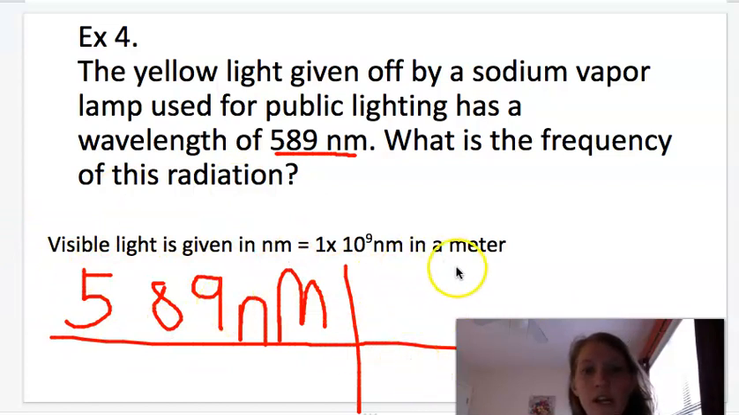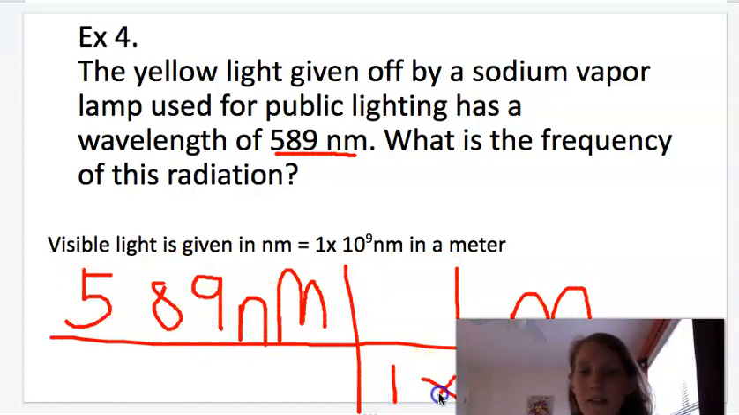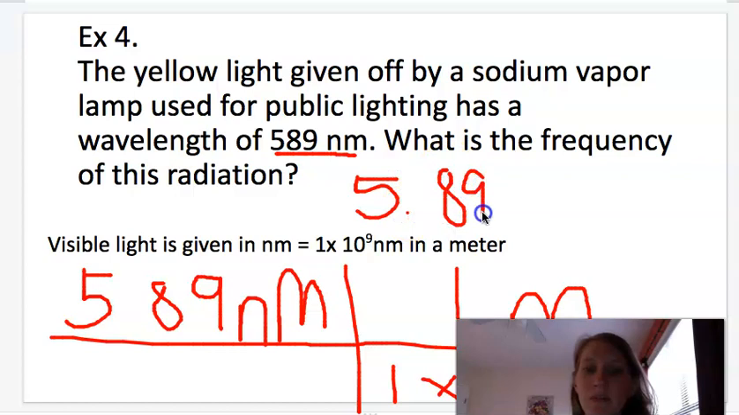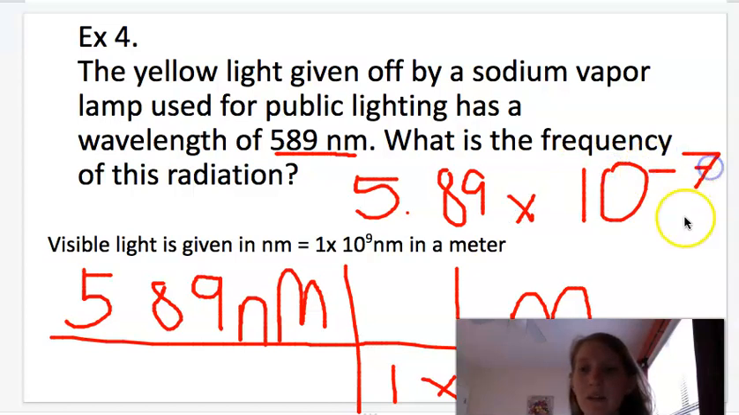So if we're converting nanometers to meters, you would do something like this: 589 nanometers to 1 meter, and you are going to divide by 1 times 10 to the 9th nanometers, okay? So you would divide, and that would give you meters. That should be 5.89 times 10 to the -7th meters. Okay, it doesn't look too bad.